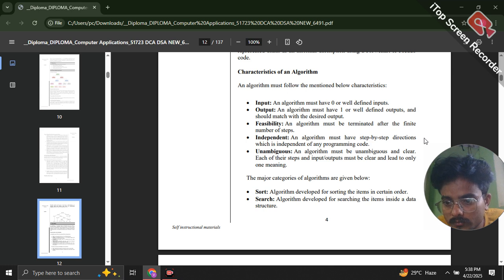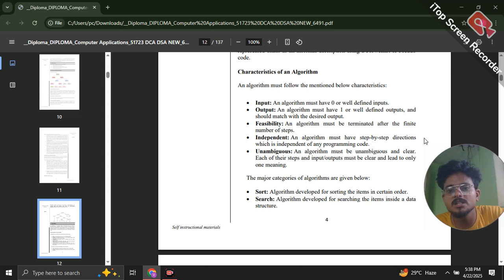In the same way, in data structures and algorithms, we study the characteristics of an algorithm. An algorithm must follow the characteristics mentioned below: input, output, feasibility, independent, unambiguous. Input: an algorithm must have zero or well-defined inputs. For example, we give some input, then we get some output: one or more well-defined outputs.